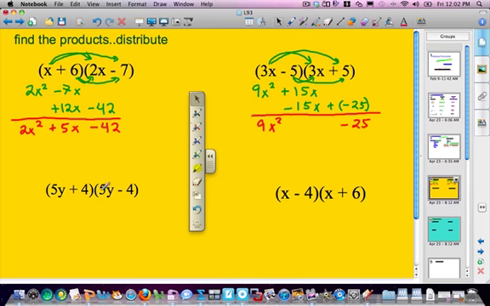Let's look at our third example today. 5y plus 4 times 5y minus 4. Once again, let's use the distributive property to multiply. 5y times 5y yields 25y squared.